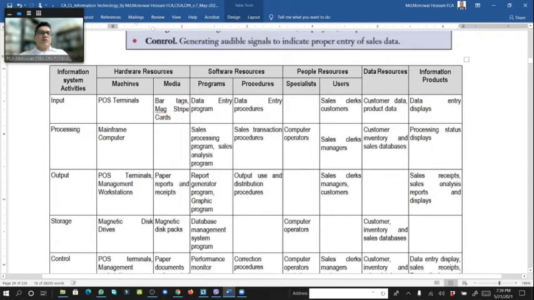If we look at output, what is the output for the hardware resource? The payment or sales terminal and management workstation, with media such as the tab. If we give the card, after completing it gives us a paper describing how much money was deducted from my credit or debit card. The software resources are the report generator program and graphical program, and the procedure is the output and distribution process. The people resources are sales clerks, managers, or customers. The information product is the sales receipt, that means voucher, invoice, sales analysis report, etc., and display.